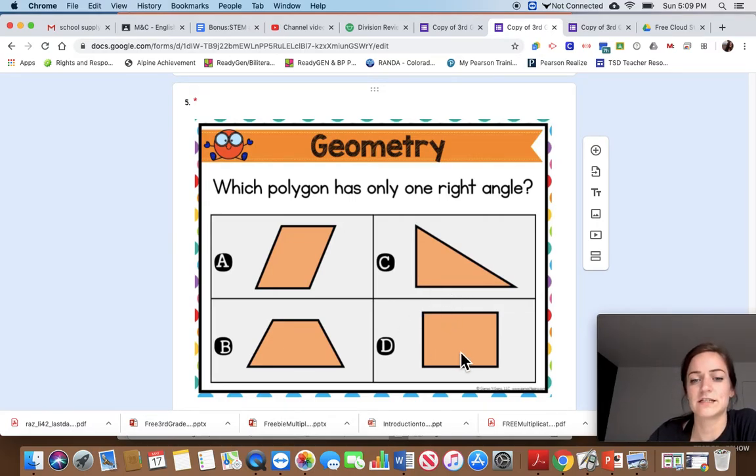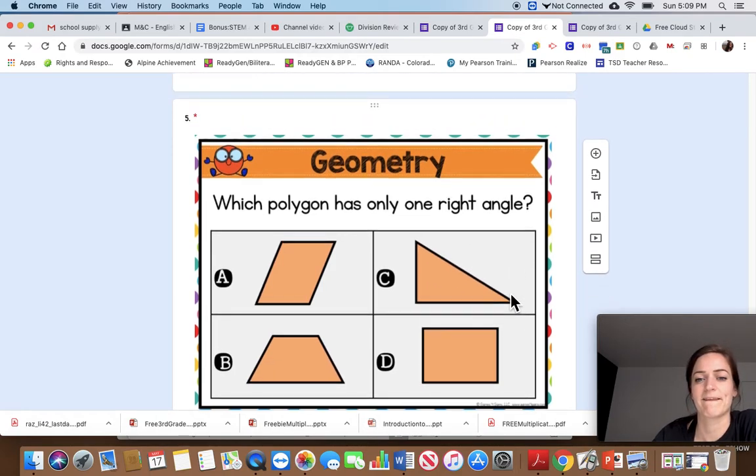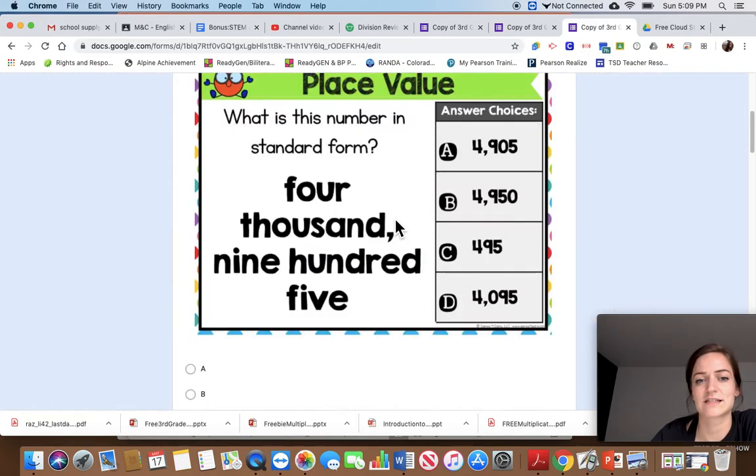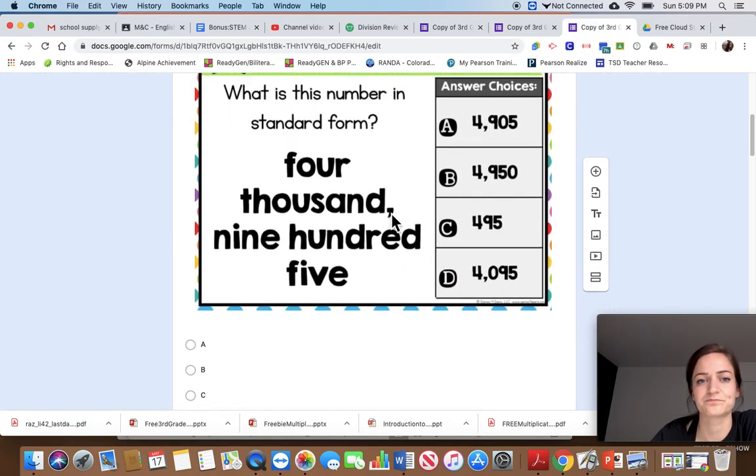And then look at D. This one has 1, 2, 3, 4 right angles. Directions say which one has only one right angle. So your answer should have been C. All right, so we finished that one. Hopefully you got 10 points for that one. Let's go to our last 5 questions.